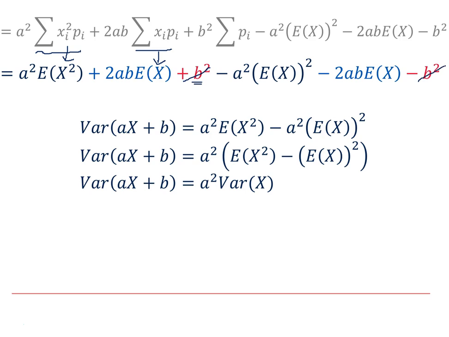The b squareds cancel, the 2ab E of x terms cancel, and we're simply left with two terms for our variance. They have a common factor of a squared, so we can take that out and write this as a squared multiplied by E of x squared minus E of x all squared, and that you should recognize as a squared multiplied by the variance of x.